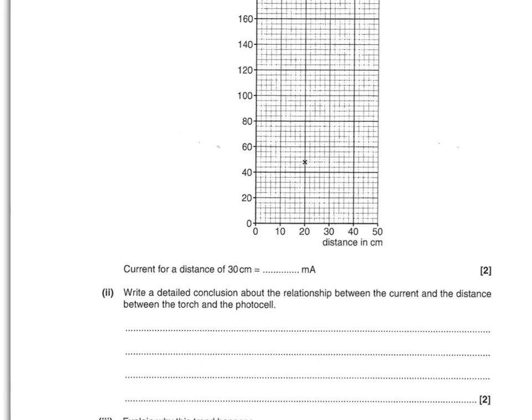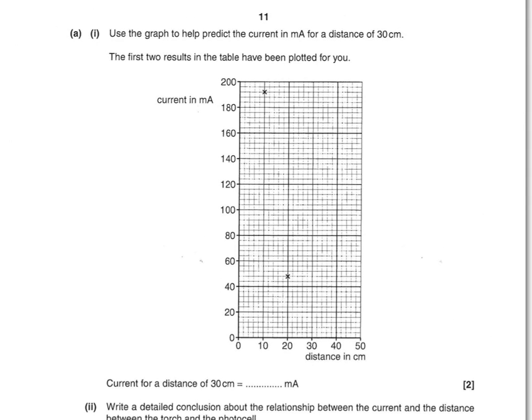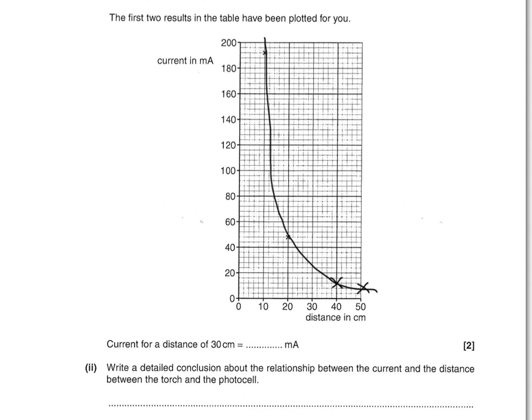So the first thing you've got to do is plot the other 2 points. So at 40, the milliamps is 12. So each one of these is 4, so you need just there, and the last one is 8, so there. And then you've got to draw a curve of best fit, like so, and then read off your graph for 30. So at 30, you can see it's around 26 for my curve. But anything between 20 and 28 will get you the 2 marks.